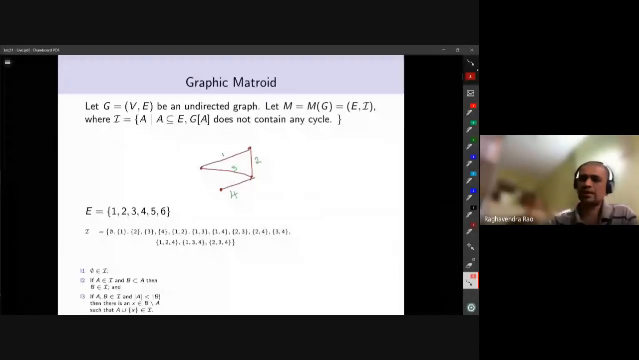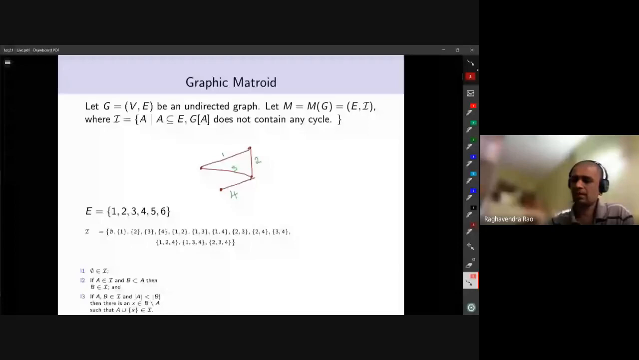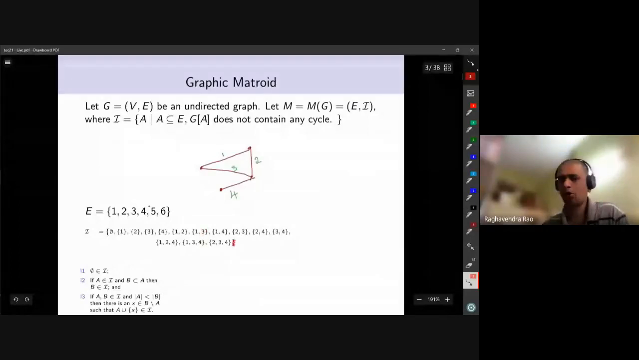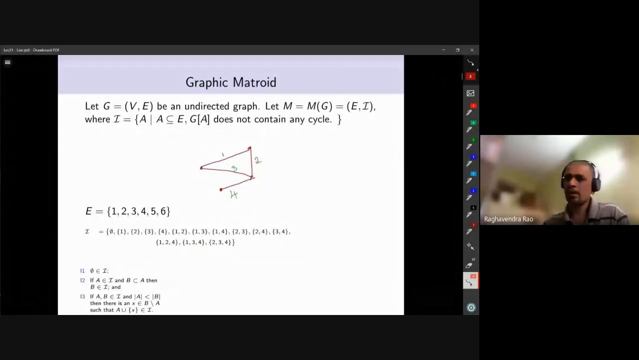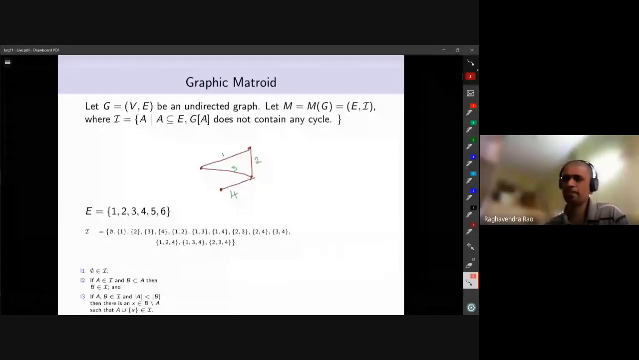This was the example that we saw in the last lecture. We verified that for this example, the three properties hold. In fact, the exchange property you can verify by brute force here, looking at all relevant pairs. Here the only non-independent sets are those that contain the cycle. Something that contains the edges 1, 2, 3 will not be independent, that is 1, 2, 3 as well as 1, 2, 3, 4. These are the two sets which are not independent. Everything else is independent here.